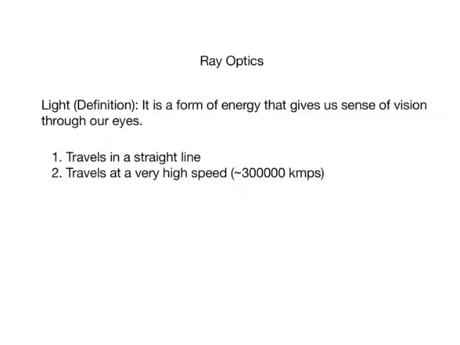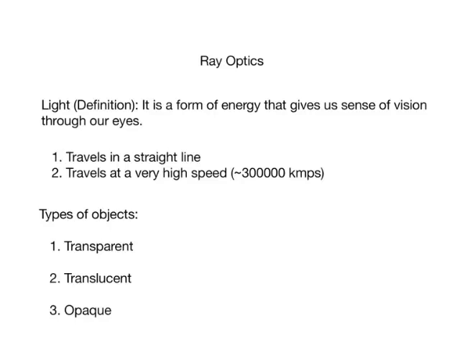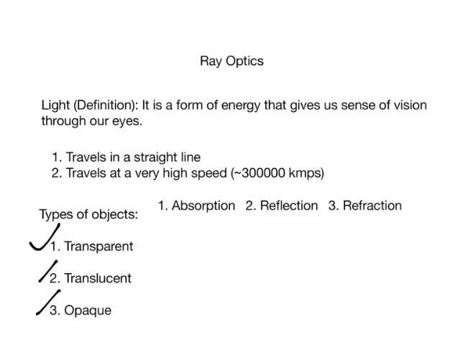So next, now we see the types of objects on the basis of the way they interact with light. So we have three types of objects: transparent, translucent, and opaque. To study how they interact, it's important to discuss the different types of interaction. So basically, when an object interacts with light, four types of phenomena can occur.